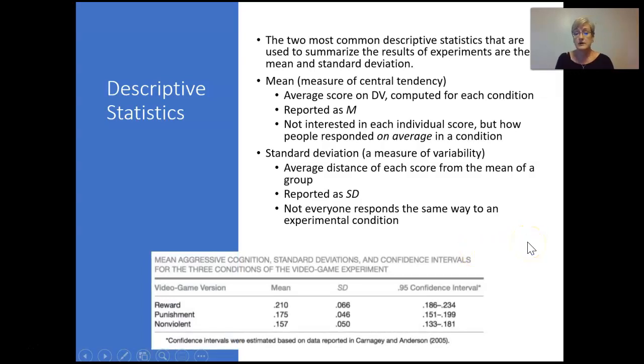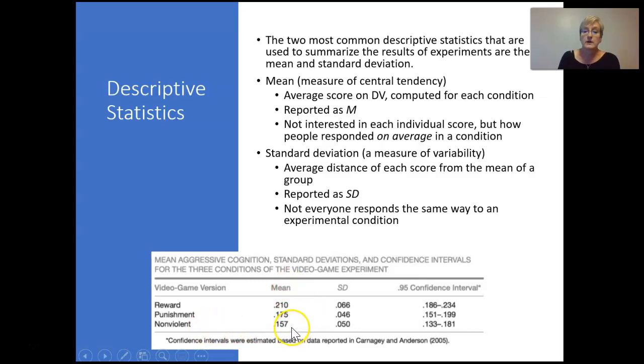Now, to give you an example, this is a pretty typical looking table that you might find in a research report. The title: Mean Aggressive Cognition, Standard Deviations, Confidence Intervals for 3 Conditions of a Video Game Experiment. So you have the conditions of the IV, the independent variable, where you got rewards, punishments, nonviolent games. So here aggression is rewarded, aggression is punished. And then the third condition is the control group, where you're showing a nonviolent game or playing a nonviolent game.